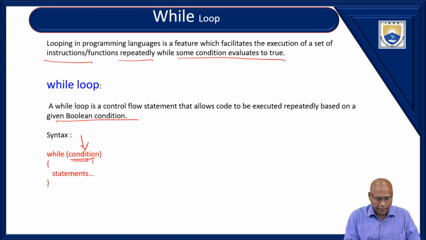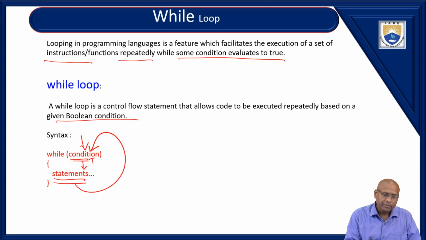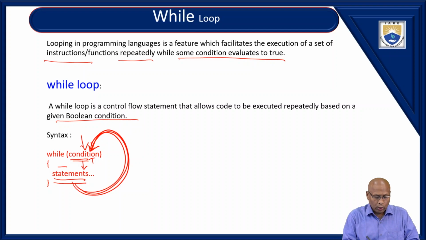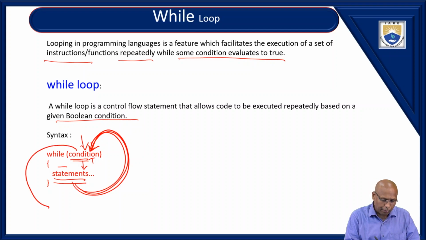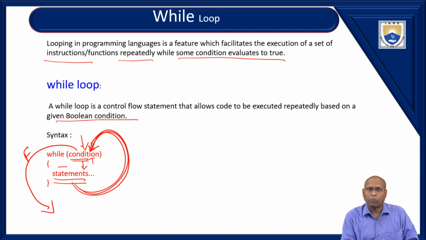If it is true, it will come inside, then perform the statement. After performing the statement, again control comes here. Again check the condition. Condition true or false? If it is true, again repeat. Again check. If it is true, again come inside. Do the statements. Again repeat. So it keeps on repeating as long as it is true. Once the condition is false, come out. If it is false, the loop will stop.